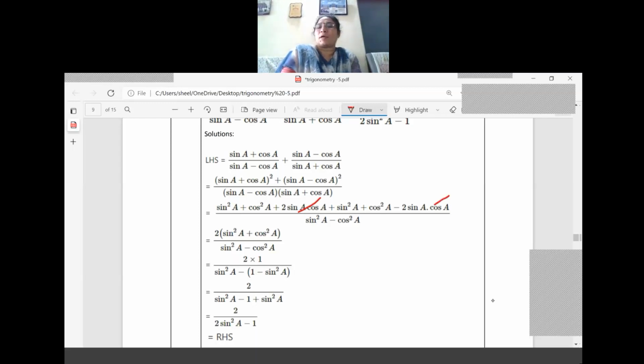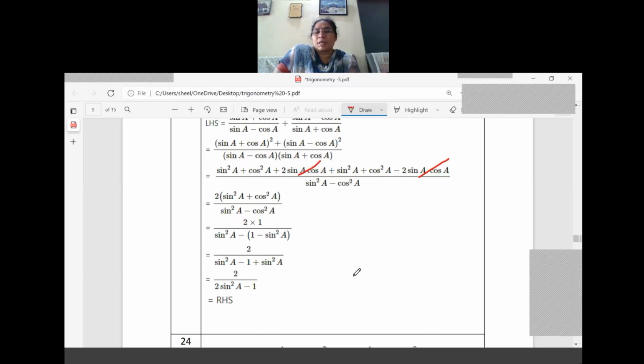2 sin A cos A and minus 2 sin A cos A will get cancelled, right? So what is remaining there? sin square A and cos square A, 2 times, right? So 2 into (sin square A + cos square A) will come in the numerator. Denominator, if you check from the beginning, it is (A − B) into (A + B) only. So it is equal to sin square A − cos square A. So that is equal to 2 into 1 divided by sin square A − (1 − sin square A) only. So what is the answer? 2 divided by sin square A − 1 + sin square A. Sin square A 2 times are there, so 2 sin square A − 1, it is equal to RHS.